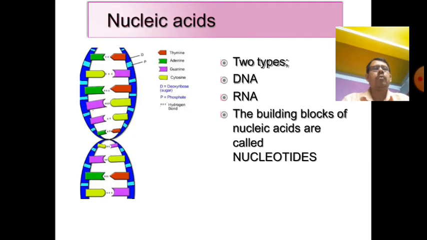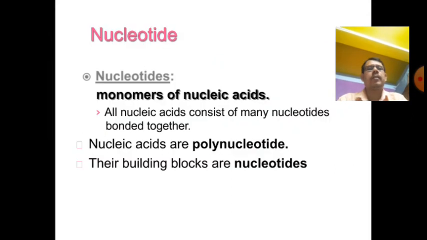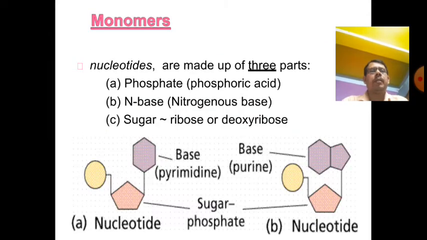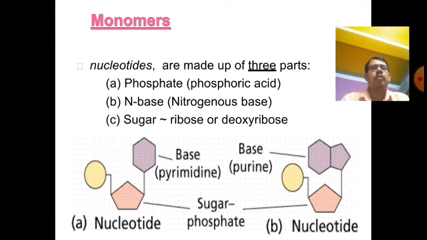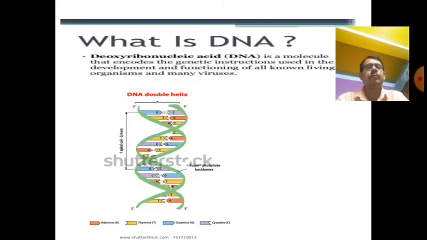The nucleic acids are of two types, DNA and RNA. The building blocks of nucleic acids are nucleotides. The monomer of nucleic acids is the nucleotide, which consists of a base, a sugar and a phosphate. Basically it is an N base, that means nitrogenous base, that's why it is called the N base, then phosphate, phosphoric acid, and sugar, ribose or deoxyribose as the case may be.